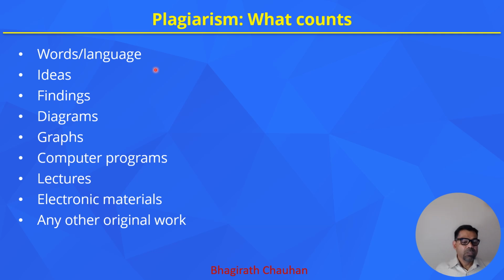Computer programs, there are several programs, and if you copy them and don't cite them, that's plagiarism. Also statistical analysis: if you copy from previously published papers and don't cite that paper and also that statistical package, that's also copying. Also lectures, copying lectures, is also plagiarism, as are electronic materials and any other original work. If you copy, that's called plagiarism. So it's really very important to know that.